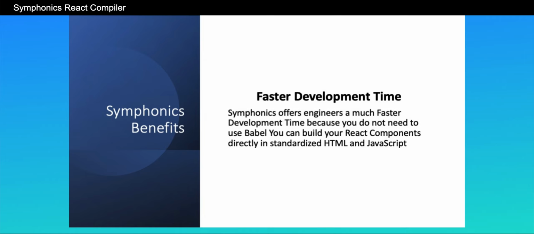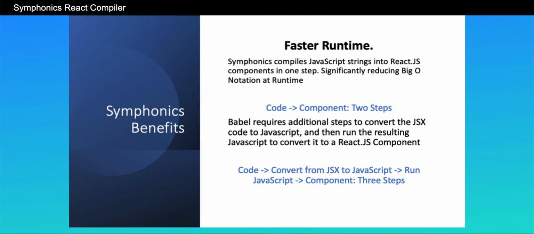So what are Symphonics benefits? Well, let's go through them right now. First of all, faster development time. Symphonics offers your engineers much faster development because you do not need to use Babel. You can use React components directly built in standardized HTML and JavaScript.